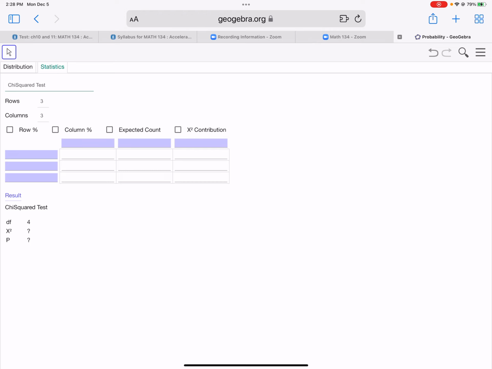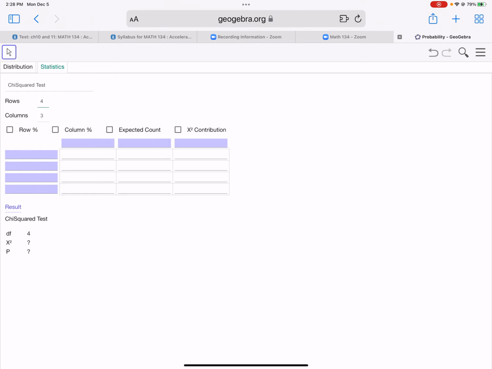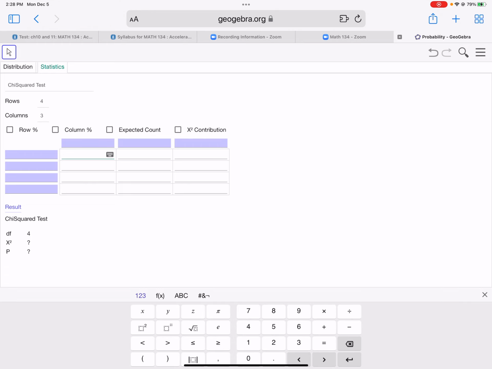So we have 3 shifts. So the shift will be the column. So we have 3 columns. We have 4 symptoms. So that is the rows. For the blue shaded cells, you can put in the names like morning, evening, night, and influenza, headache, and so on. But if you don't want to put those names, the categories, then that's fine. Okay, so go ahead and put down the numbers in here.